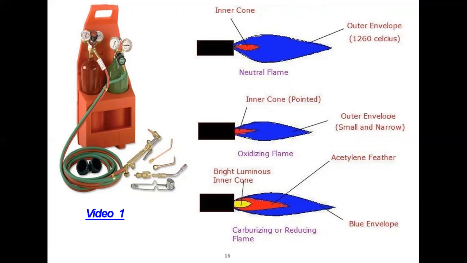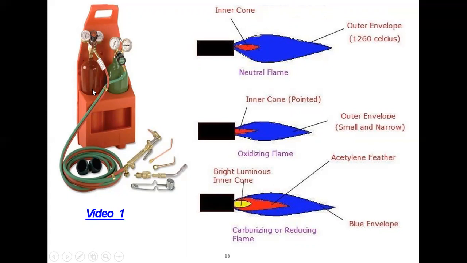In case of acetylene, we have to use the maroon colored cylinder. There is a standard color code as per Indian standards. So I'm repeating again, for the acetylene cylinders we have to use maroon colored cylinders, and for oxygen we use the black colored cylinder. That means the entire cylinder will be black.